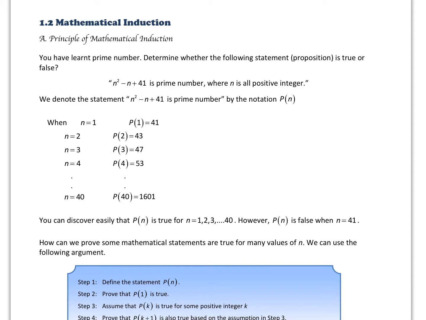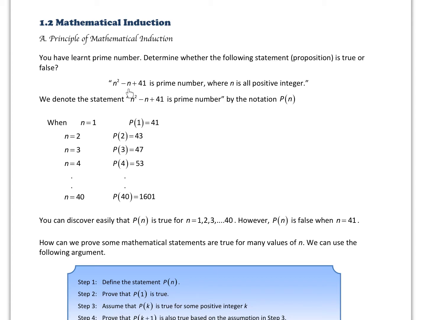M2 Chapter 1 Part 2: Mathematical Induction. In this part, we will discuss how to use mathematical induction to prove some statement. Let's see one of the examples.